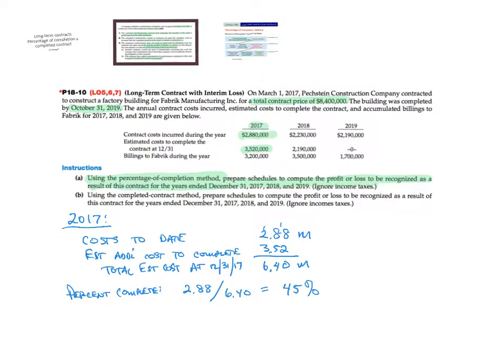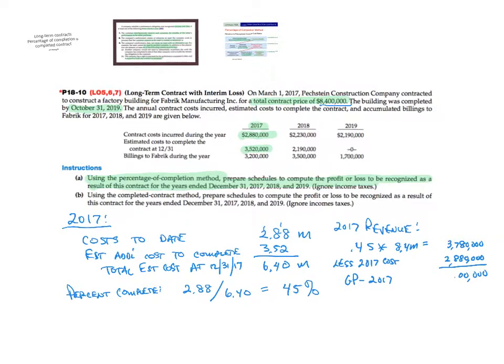And we can calculate our revenue. 2017 revenue is going to be 0.45 times the 8.4 million. When I multiply that out, I get 3,780,000. Less 2017 cost, and the 2017 cost is 2,880,000, for a gross profit 2017 of 17 minus 8 is 900,000.